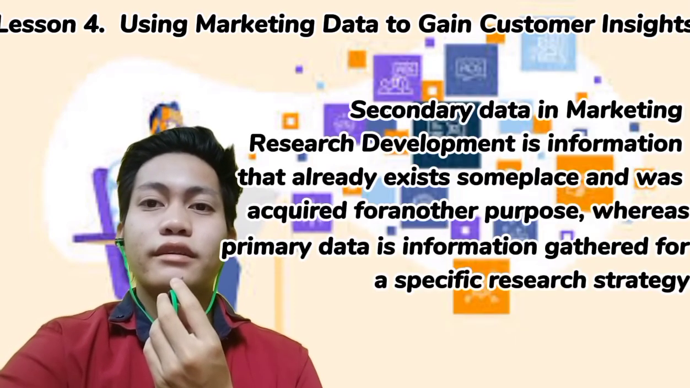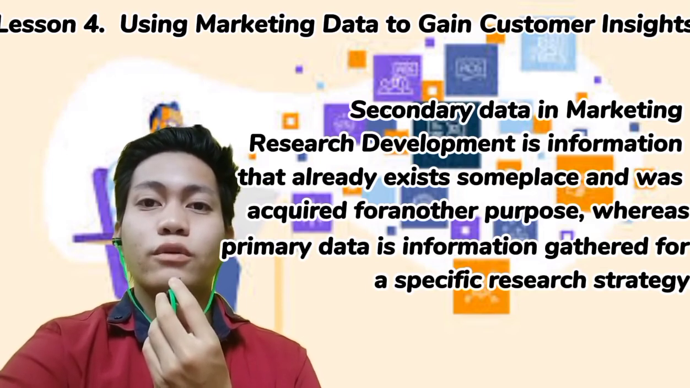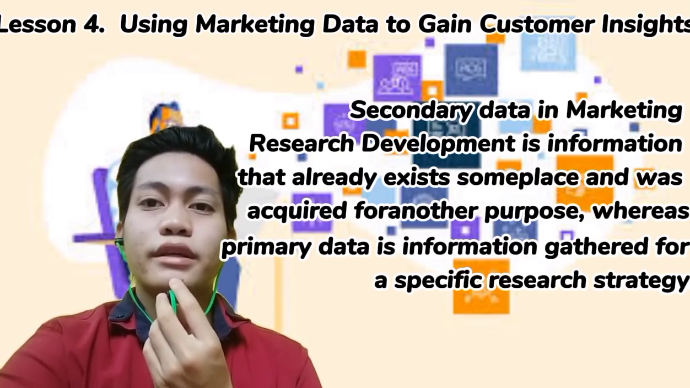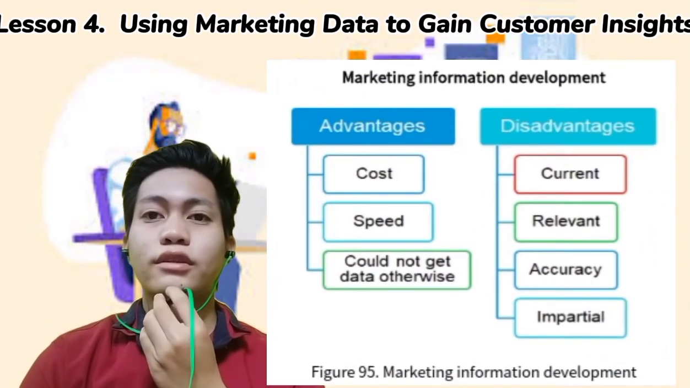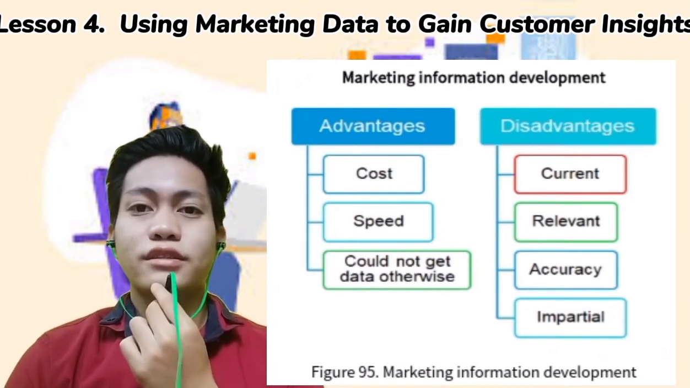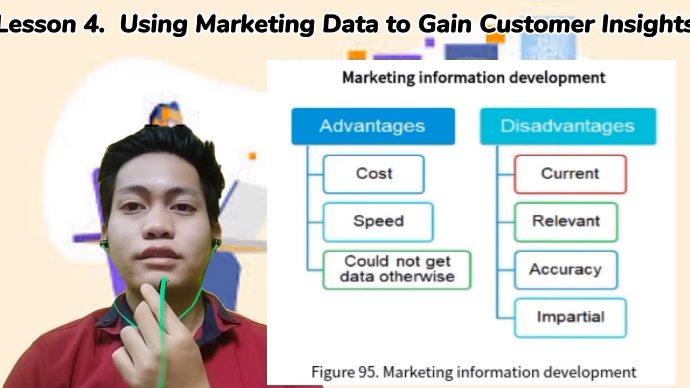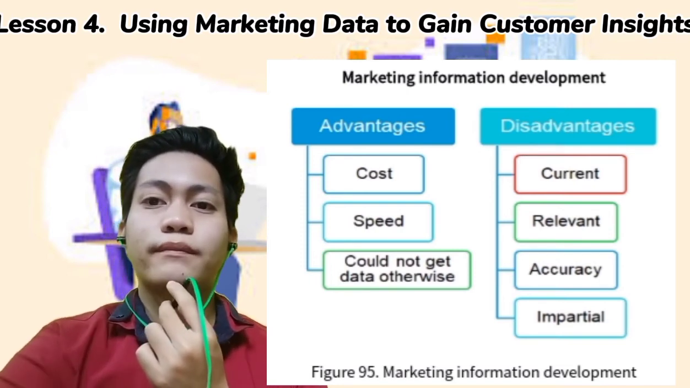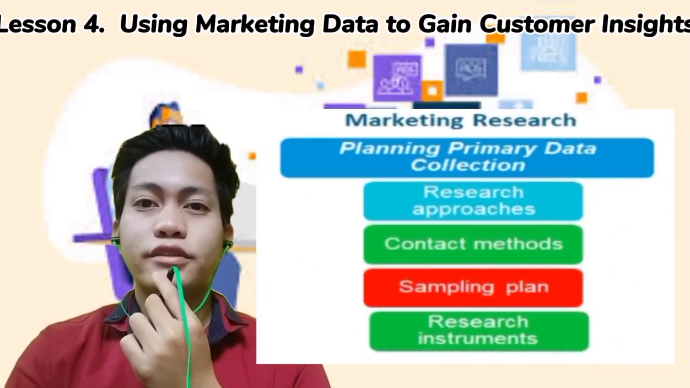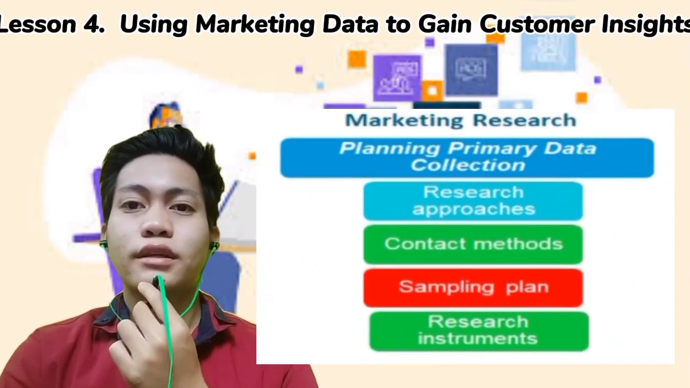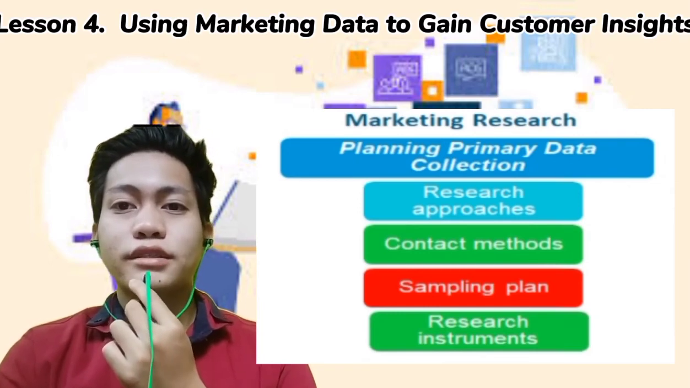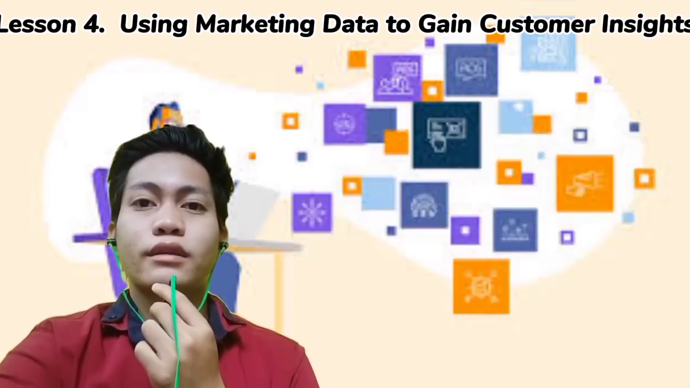Secondary data in marketing research is information that already exists someplace and was acquired for another purpose, whereas primary data is information gathered for a specific research strategy. Secondary data advantages: cost, speed, could not get data otherwise. Disadvantages: current, relevant, accuracy, impartial. Marketing research, planning primary data collection: research approaches, contact methods, sampling plan, research instruments.